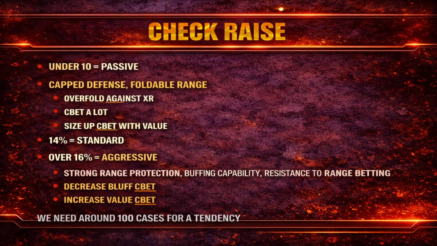Standard is 14% and everything over 16% is very aggressive. If we play against a very aggressive check raiser, we need to decrease bluff Cbets and we can increase value Cbets. So for every case here, we need around 100 cases for a tendency.